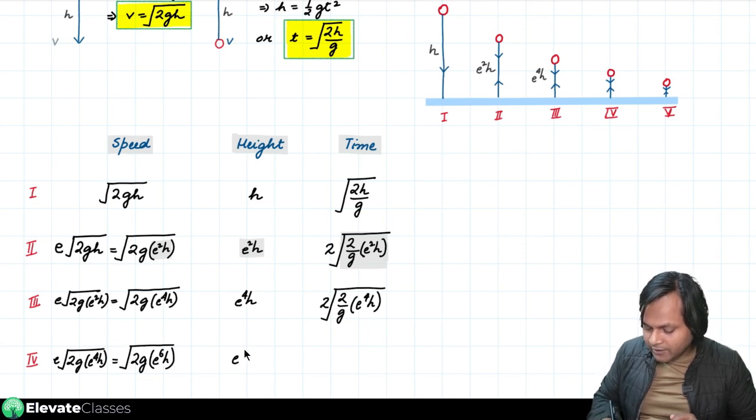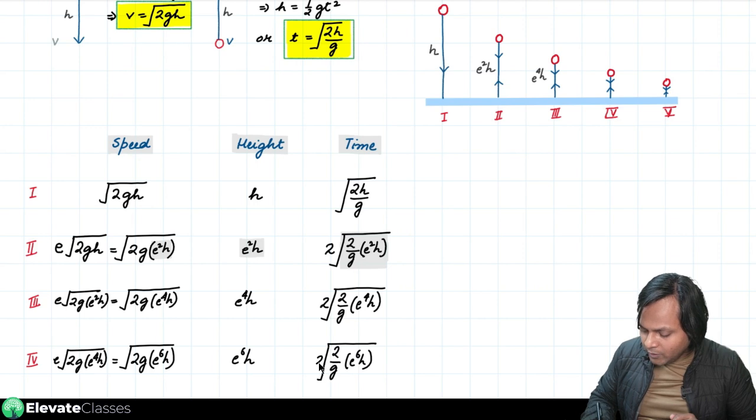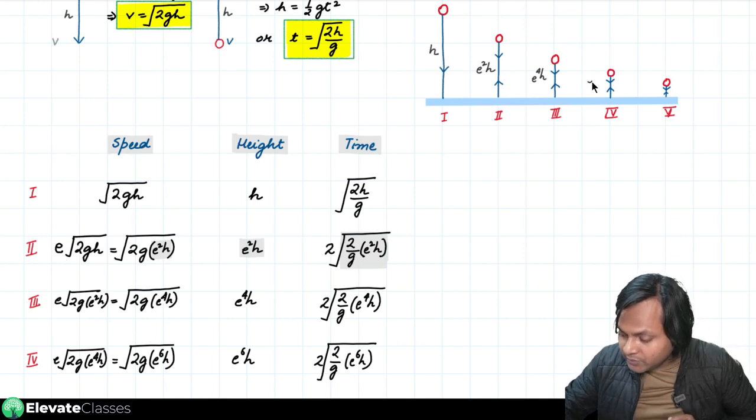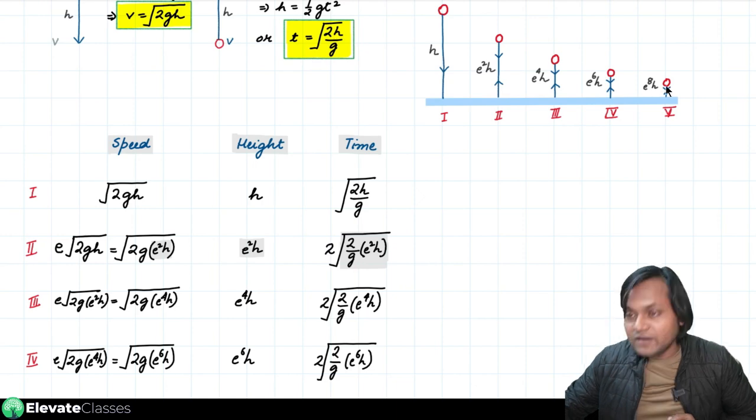So it climbs up a height of e to the power 6h, and it takes up a time of 2 upon g e to the power 6h root over to go up, and twice to come back down. So e to the power 6h, okay. And I can repeat this process for the next bounce. For the fifth bounce, it is going to take e to the power 8h, and on and on.